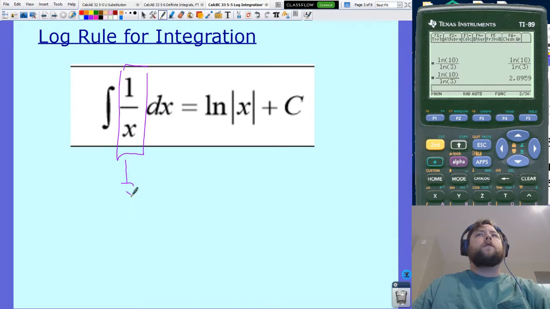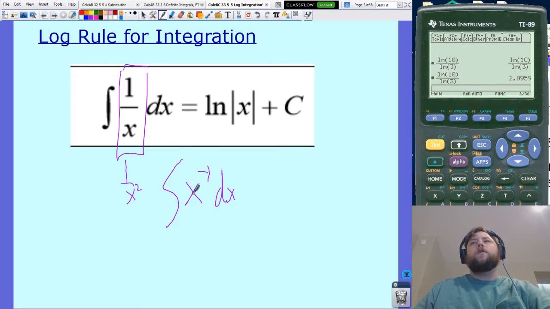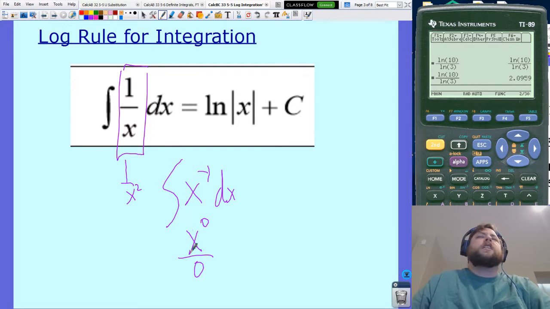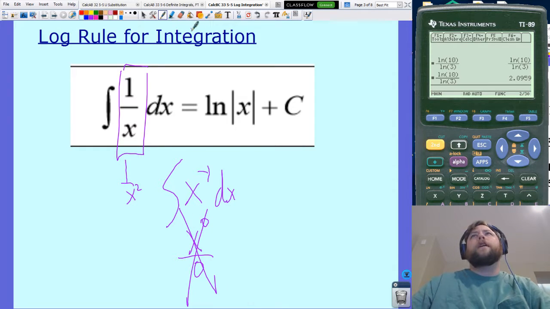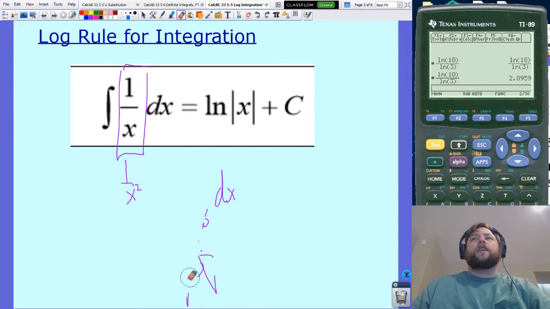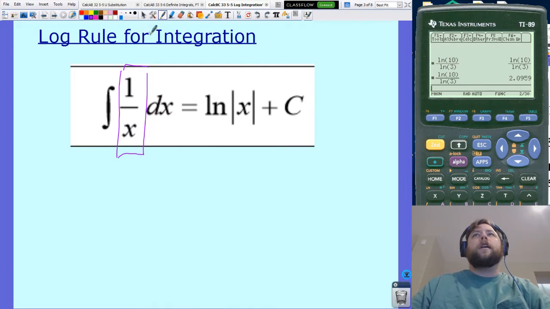It doesn't work for 1 over x squared, because if you think of your power rule, 1 over x is the same thing as x to the negative 1 power dx. If we wanted to follow the power rule when we integrated, we would have x to the 0 power divided by 0, and that doesn't work because we can't divide by 0. So this is a special case. You can't use the power rule. You just integrate that, and it's going to be the natural log of the absolute value of x.